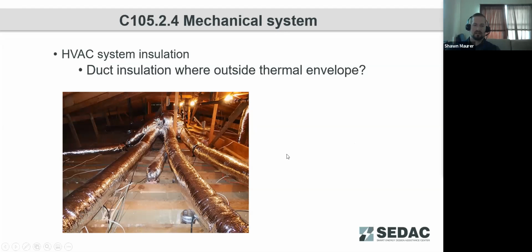Duct insulation, where outside the thermal envelope, where you've got ductwork in conditioned or unconditioned spaces: is it properly insulated? It's probably not as common to see ductwork in unconditioned space in commercial buildings, but you do often have ductwork run across rooftops in some situations, particularly I've seen on lab buildings and hospitals. You tend to have some portion of the ductwork outside the envelope.